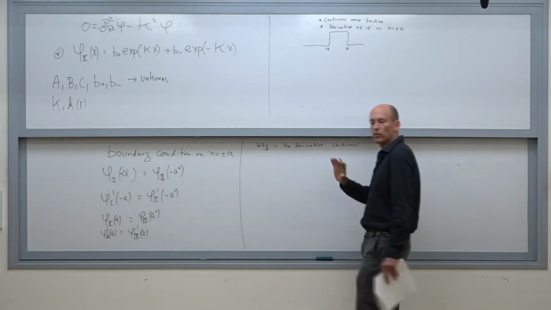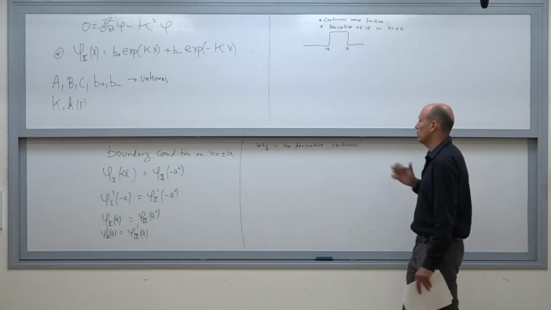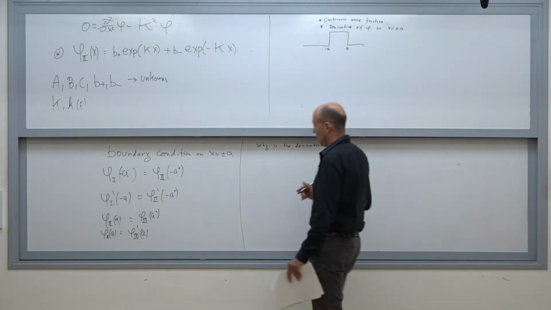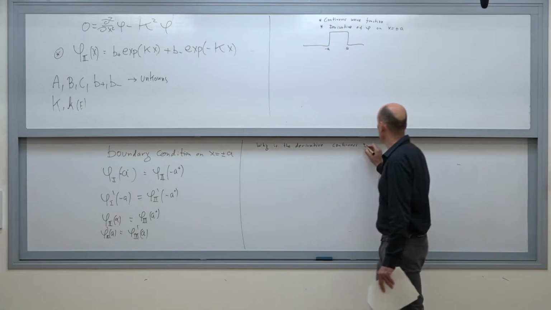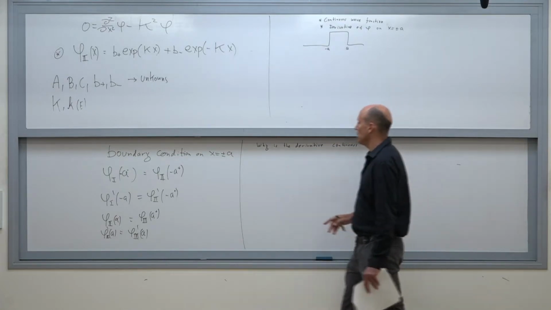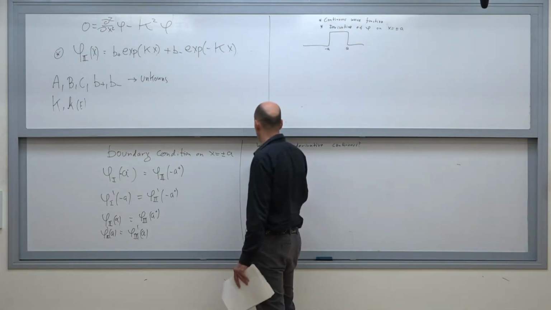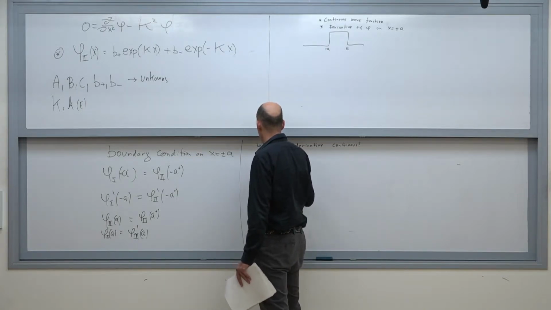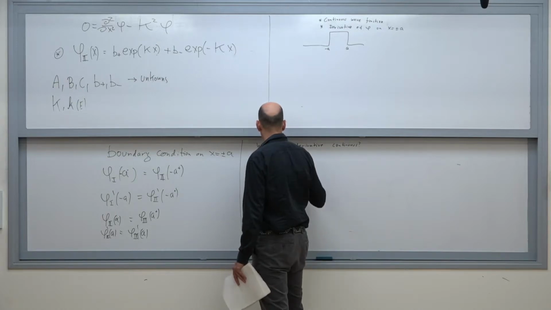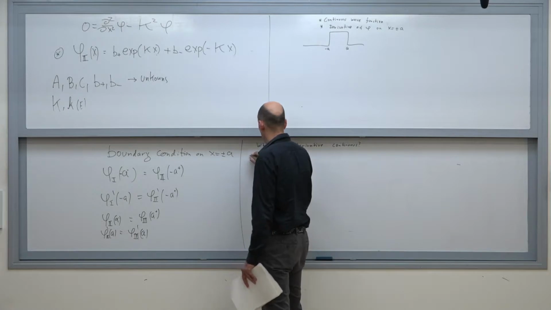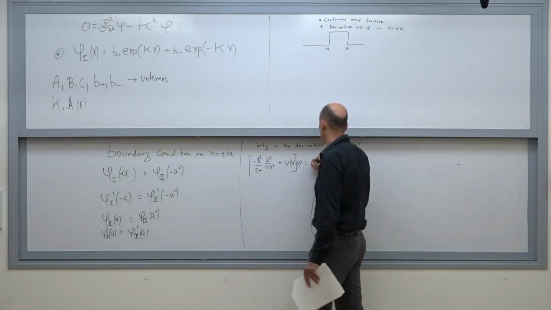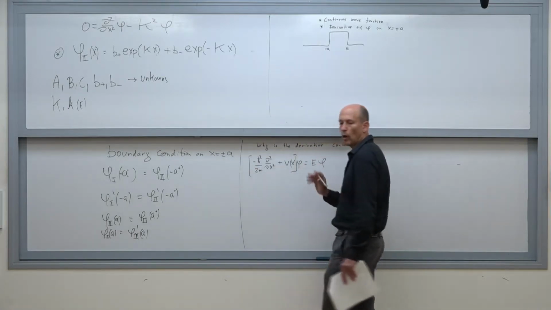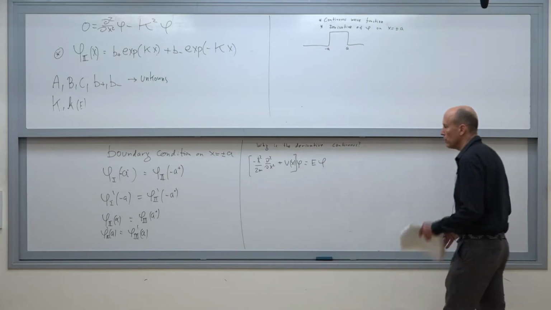I assume that the continuity of phi itself is trivial from the physics point of view, or I'll put this a bit differently: when is the derivative continuous? So let us look at the Schrödinger equation. I have minus h bar squared over 2m d squared over dx squared plus V of x, acting on phi, equal to E phi. This is in general, not only for our problem. This is completely general.